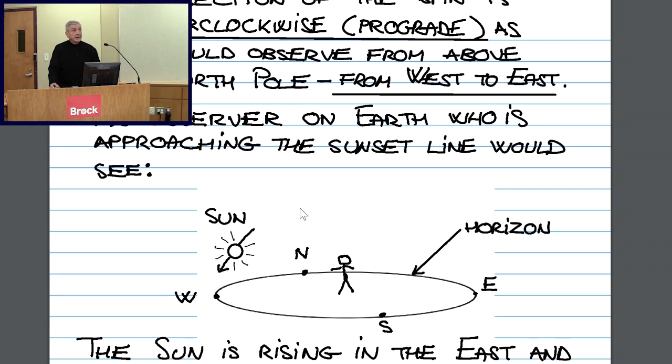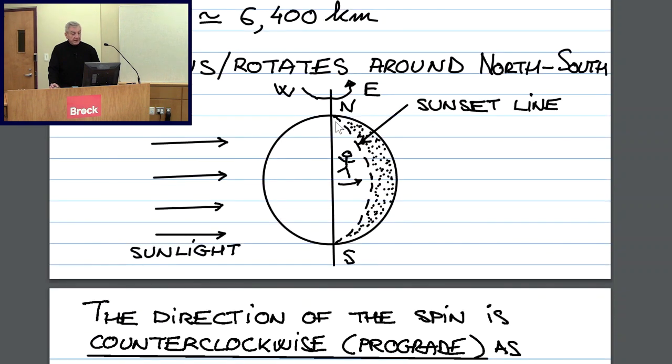west to east. If the Earth's spin was the opposite, if instead of spinning from west to east, the Earth was spinning from east to west, then things would be reversed. The sun would be rising in the west and then traveling to the east, and it would be setting in the east.